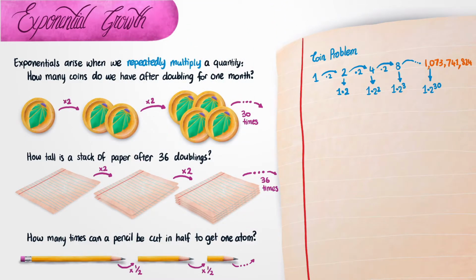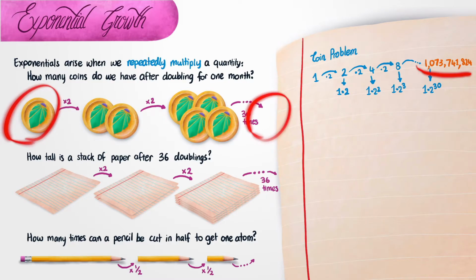Now this is actually part of what makes an exponential exponential. An exponential is something that grows incredibly quickly. So as you can see, starting off with just 1 coin, you end up with well over 1 billion coins if you keep this up for 30 days.